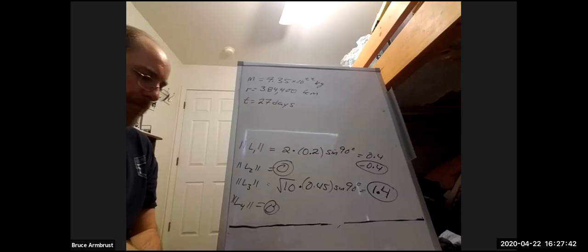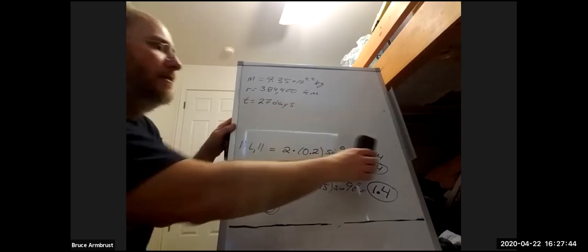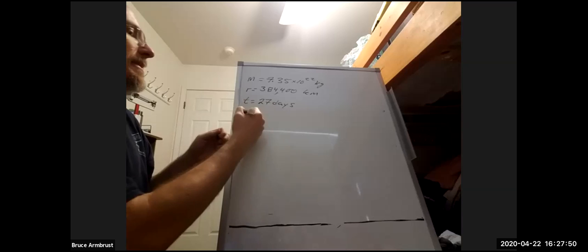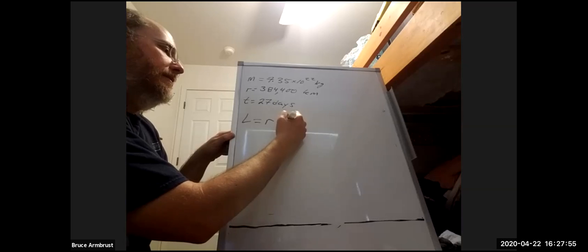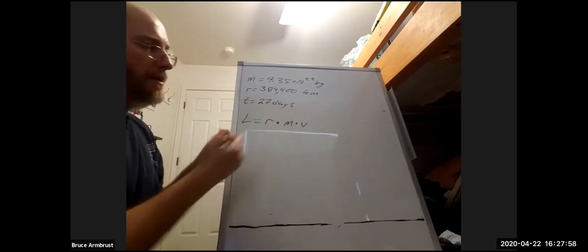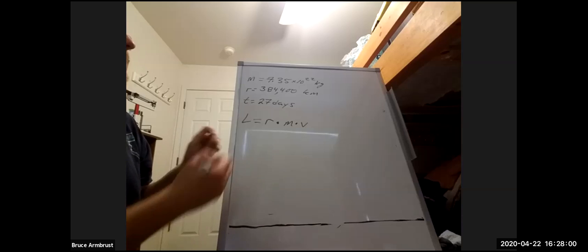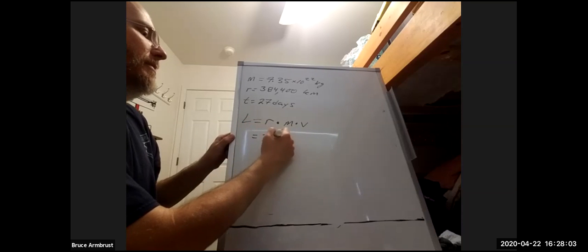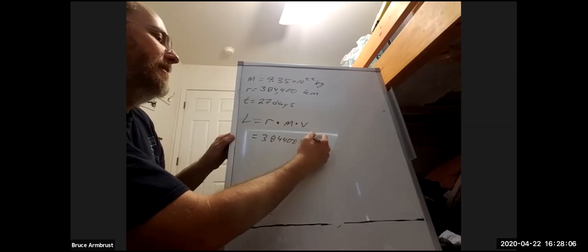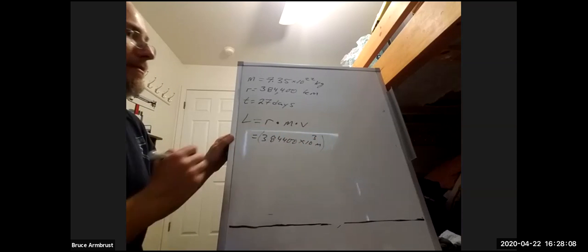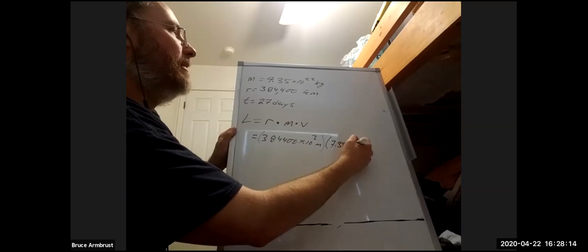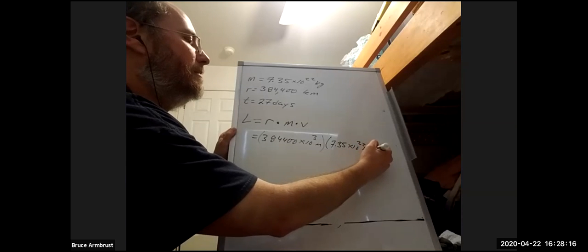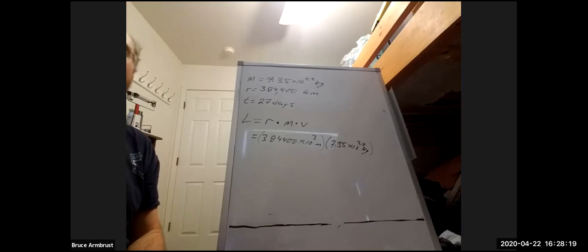All right. So let's start by getting the linear momentum, then we can multiply by the r. So the angular momentum is going to be r times m times v. In terms of the r, we've got 384400 times 10 to the third, because we need this in meters. We've got our mass in kilograms, so we'll just use that, 7.35 times 10 to the 22. But now we need to get velocity.